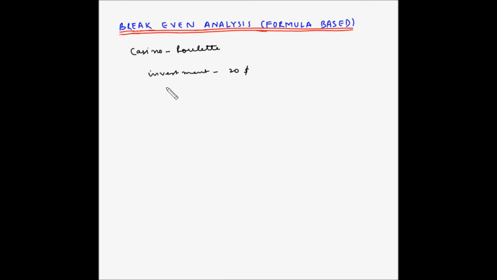So this amount that you're getting back is also known as the revenue, which is $40. So your profit is going to be 40 minus 20, which is $20. Now let's say your investment was $20 and you lost the game. So the return that you get is $0. So in that case, your loss is $20.